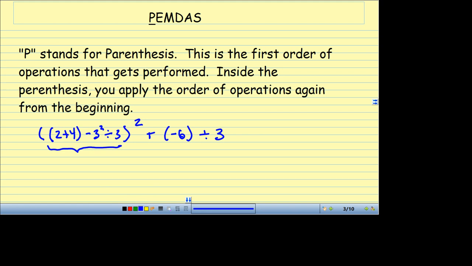So the first step would be, hey, do the parentheses. And then you got to be all like, well, I got another thing. I got to redo order of operations. So I got to do the parentheses again. So one thing to understand is parentheses always gets evaluated first.